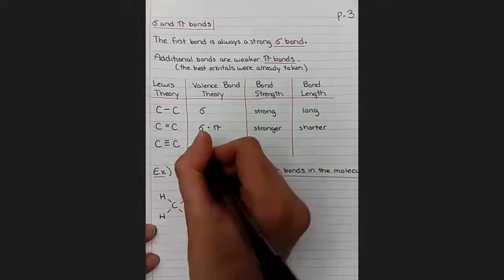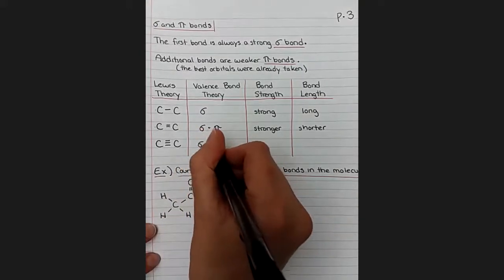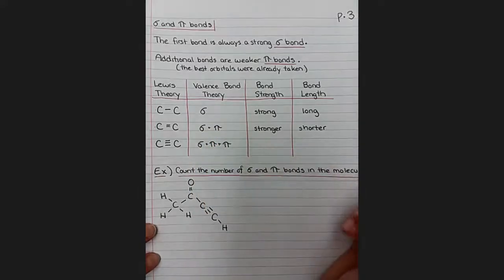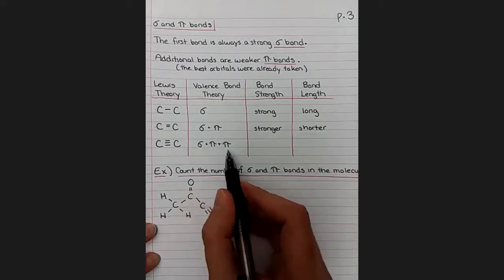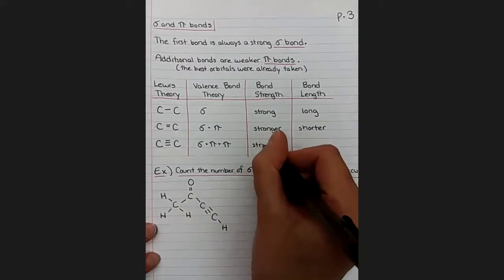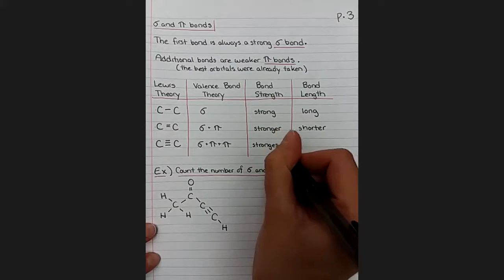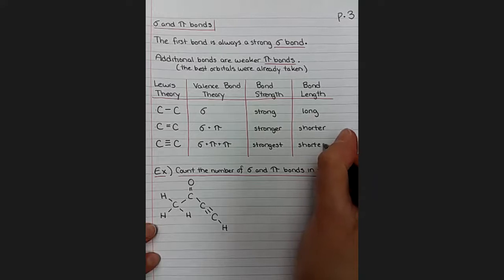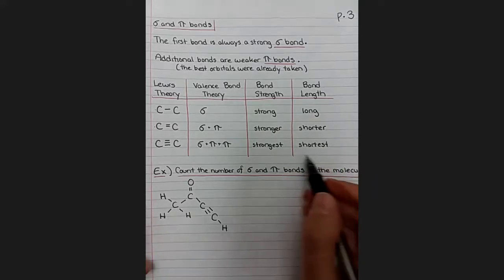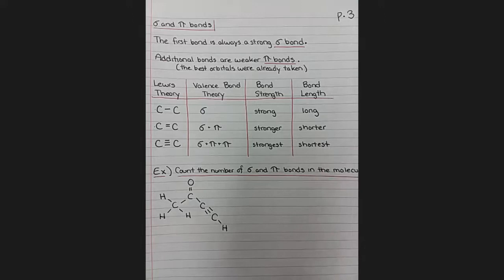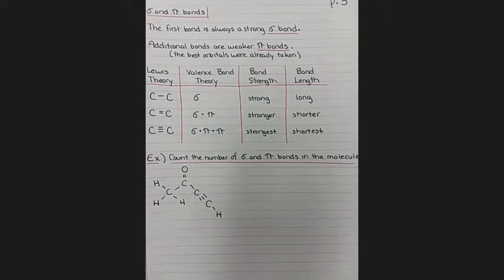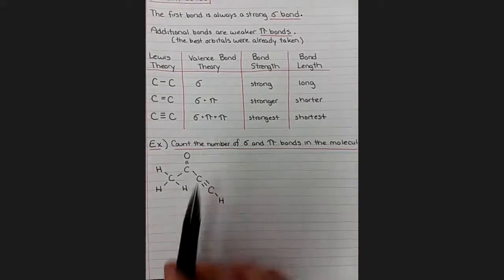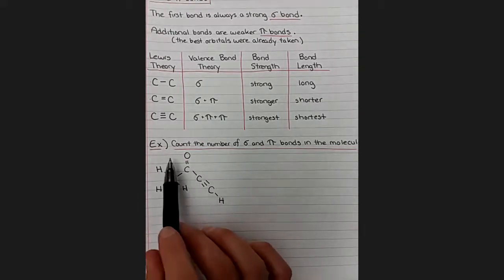And then for a triple bond, as we know, the first bond is always a sigma bond. Those additional bonds are all going to be slightly weaker pi bonds. But when we have 3 bonds together, that bond is going to be even stronger than the other 2 and even shorter. The triple bond is the strongest and the shortest commonly found bond. And so we can use this skill to count how many sigma bonds and how many pi bonds are present in a molecule. So here's an example problem.